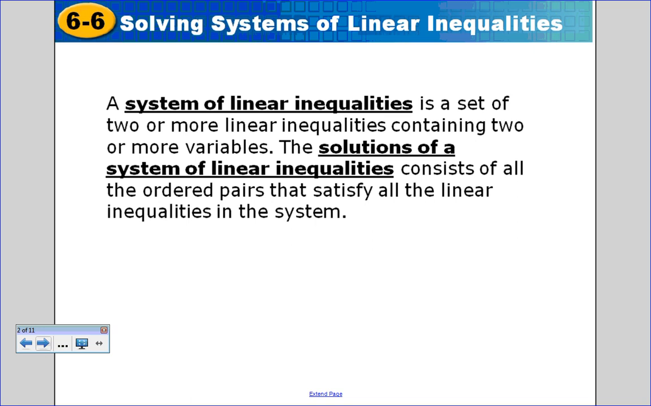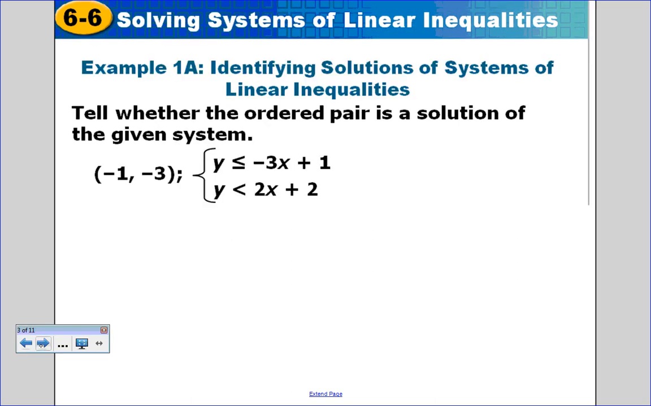All right, a system of linear inequalities is a set of two or more linear inequalities containing two or more variables. So basically, it's just two sets of inequalities that are lines. The solutions, plural, of a system of linear inequalities consists of all the ordered pairs that satisfy all the linear inequalities in the system. Blah, blah, blah. What does that mean? Let's find out.